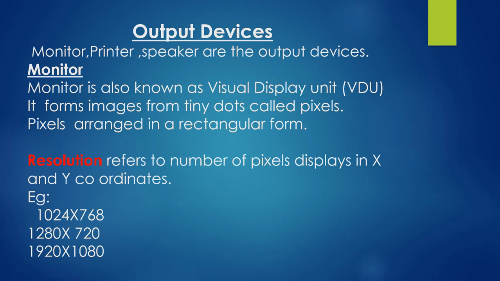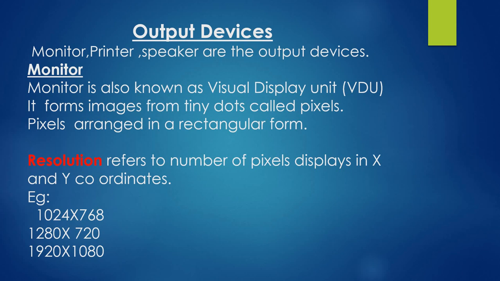Output devices. Output devices display the output. Monitors, printers or speakers are the output devices. First, monitor. Monitor is the most common type of output device.